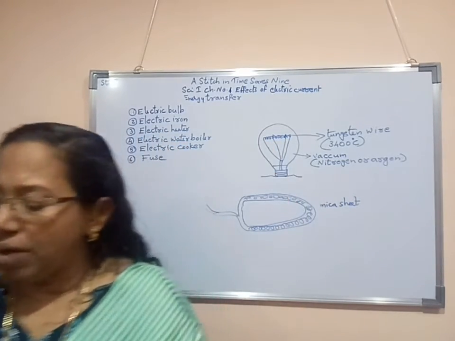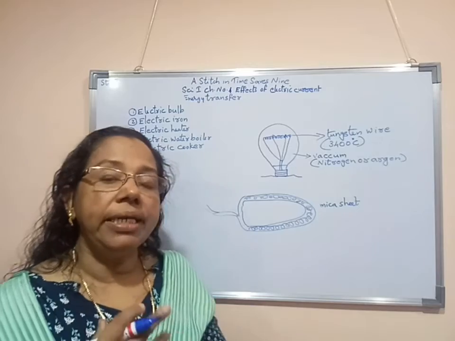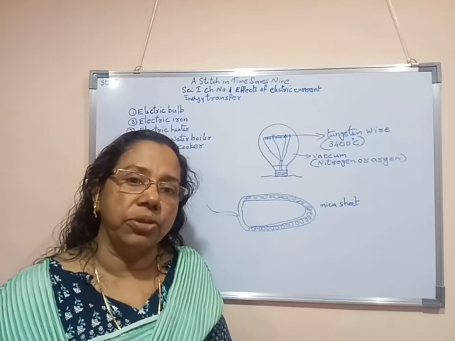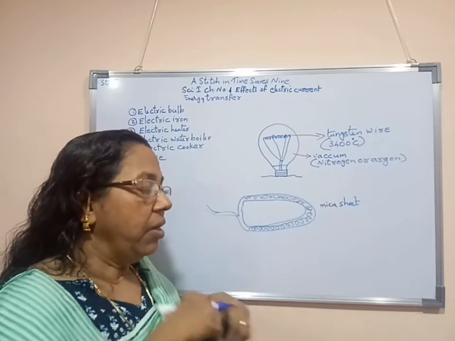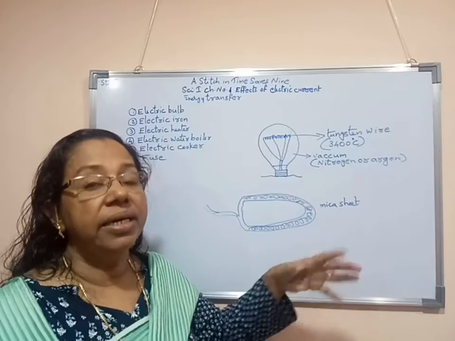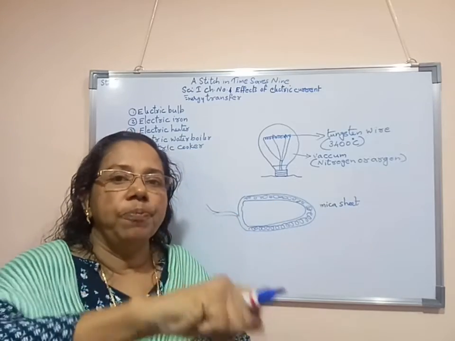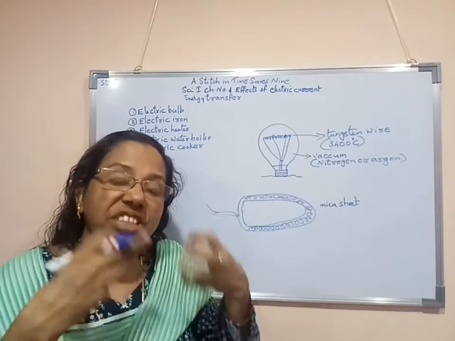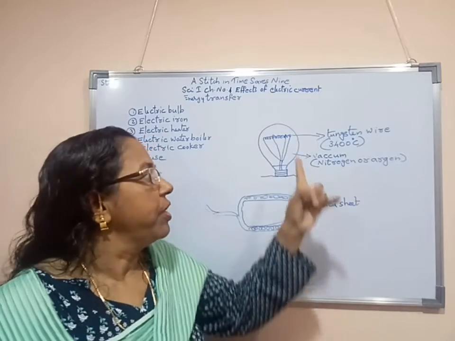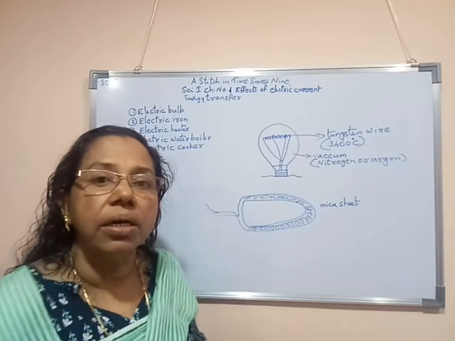Now, what is the advantage of using such a mica sheet? The mica sheet's speciality is that it does not allow current to flow through it, but at the same time it allows heat to flow through it. Because of that, we are able to iron our clothes. So this is again the heating effect of electric current, an application. Here with the heating effect of electric current, the bulb glows, and here we are able to iron our clothes.